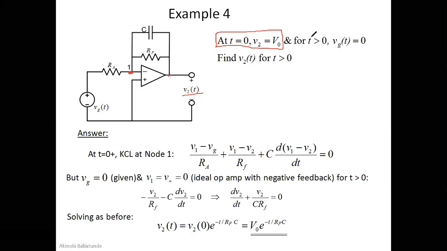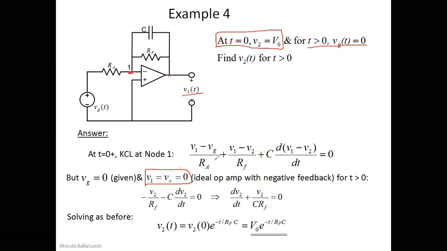And then we have been told that at t greater than 0, our VG will be equal to 0. They gave us that condition. So VG is 0 for t greater than 0. And don't forget that our V1 will be equal to V plus, and that will be equal to 0 too. So this represents V1 of 0 equal to V plus of 0, which everything would therefore be equal to 0 at time equal to 0. For the ideal amp and negative feedback, these are the details we're going to have.